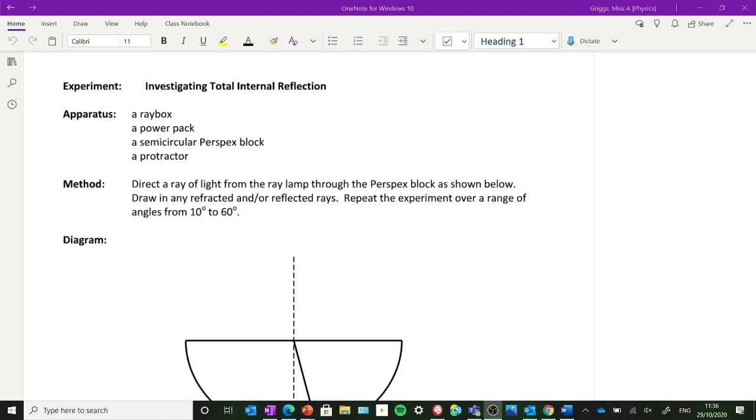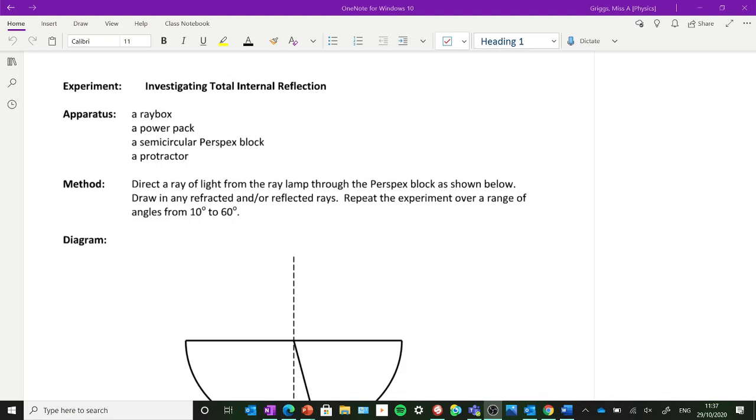Reflection, which is bouncing back off a shiny surface like a mirror. We've done refraction, which is when the ray of light goes into another medium, so it could be glass, plastic, water, and it bends, changes direction because the speed changes. So we're going to look at a special occurrence now, which is called total internal reflection.